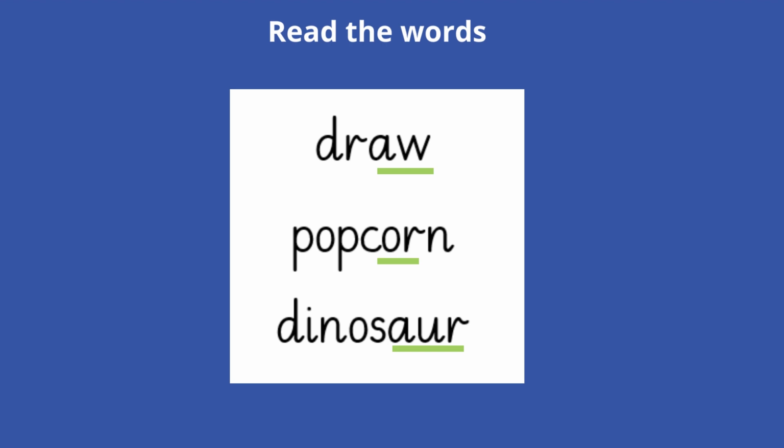Did you spot them? Here is the augh sound in the first word, the letters A and W make the word D, R, or, draw. And then we've got the word popcorn. And then we have dinosaur. So the letters A-U-R are making the augh sound in dinosaur.